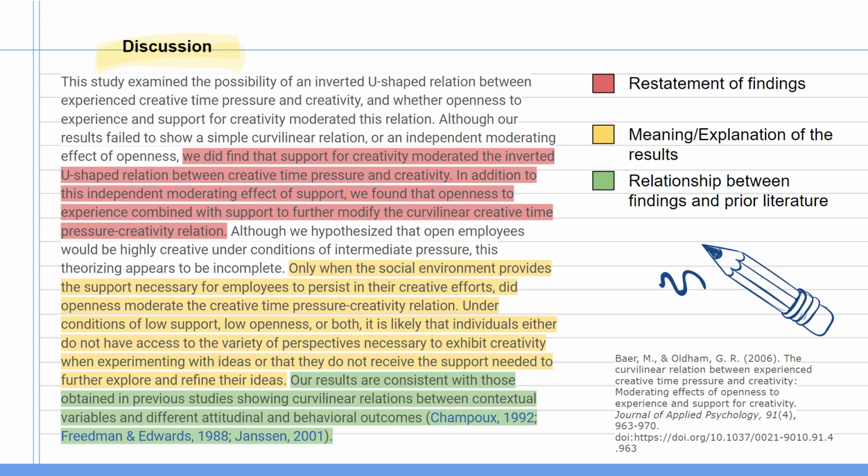And lastly, the relationship between the findings and prior literature. Did they confirm our prior scientific knowledge? Did they find something different that maybe opens the door for further research in the future? So I would repeat, read the whole discussion section very carefully because that's the one that matters the most.